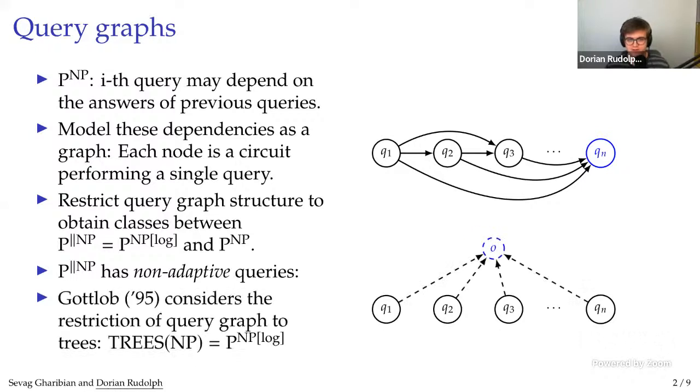Gottlob considers the restriction of query graphs to trees and shows that the resulting class, called trees of NP, is equal to P to the NP log. And our work is largely based upon this result.